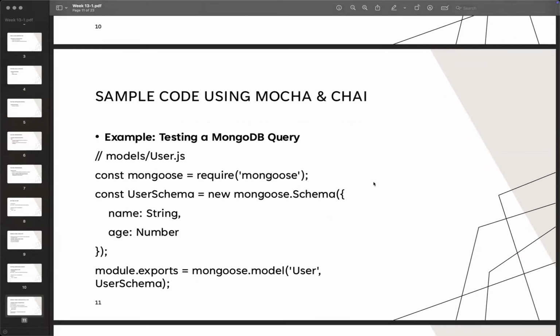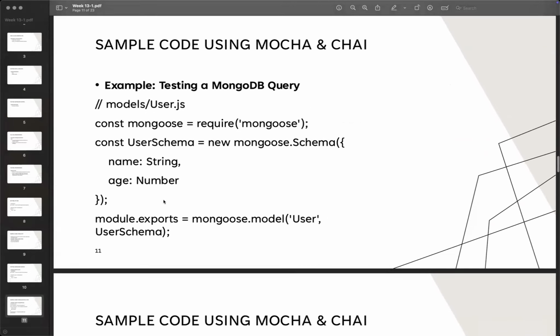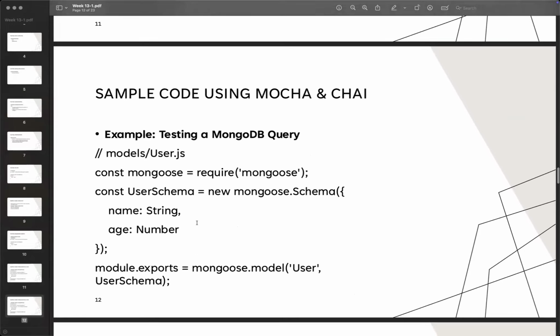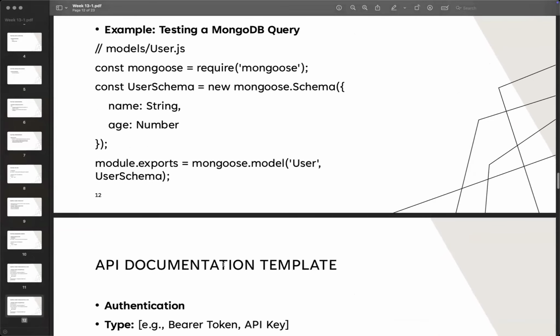For the query, let's say I have a modules folder and user.js, and I have a schema. If you are familiar with the schema, then by passing the value, I will export it and then match it.